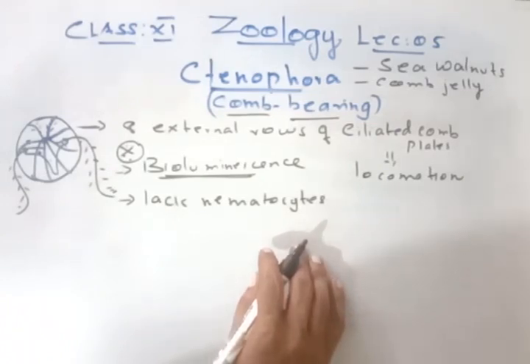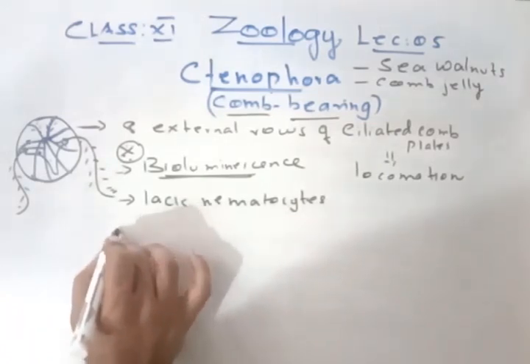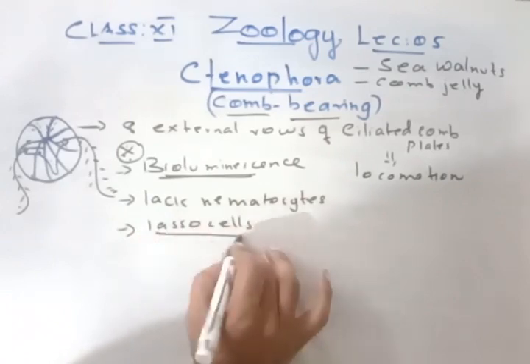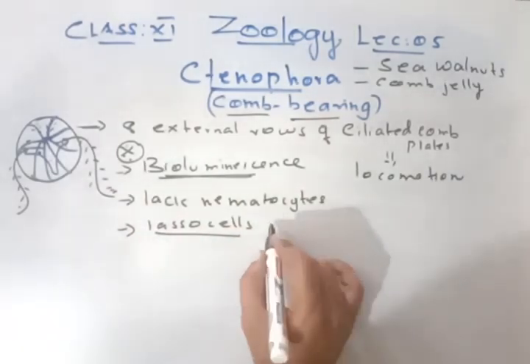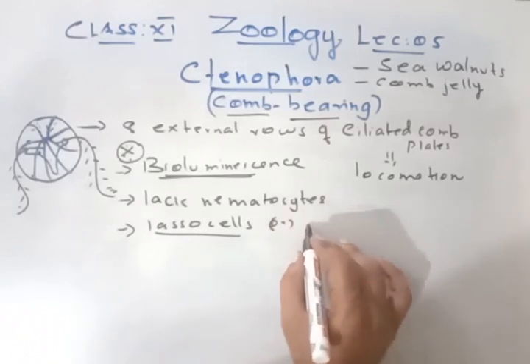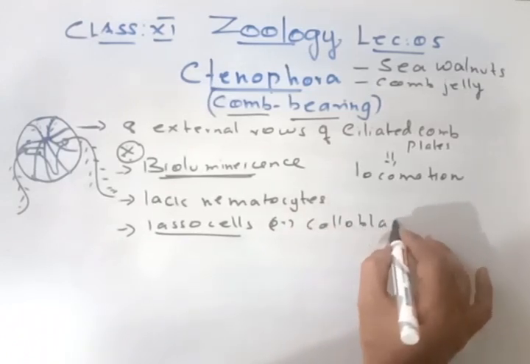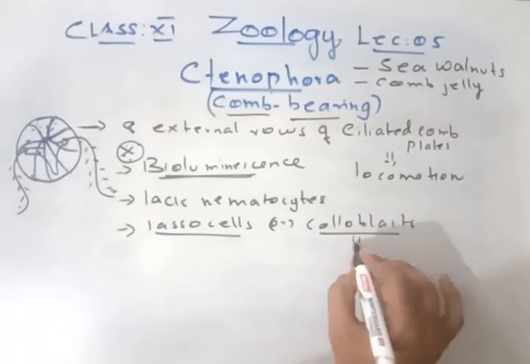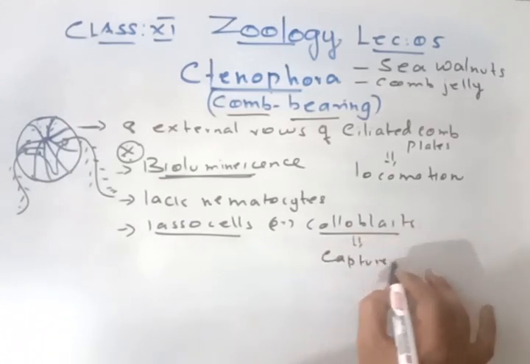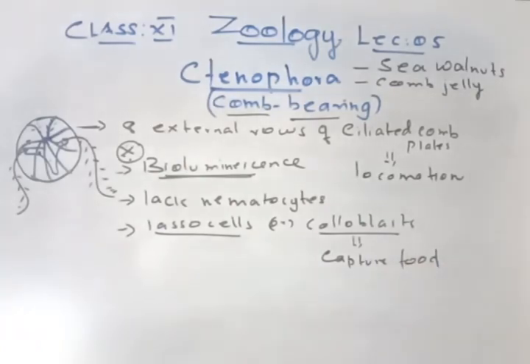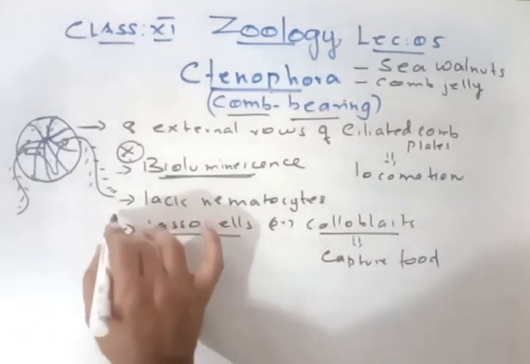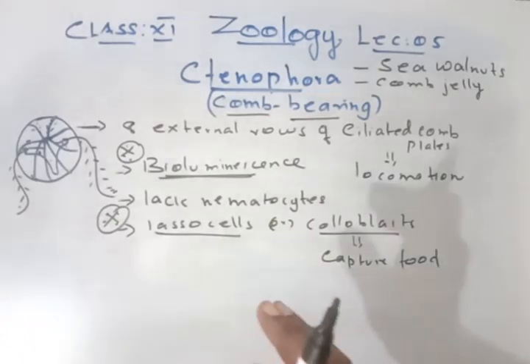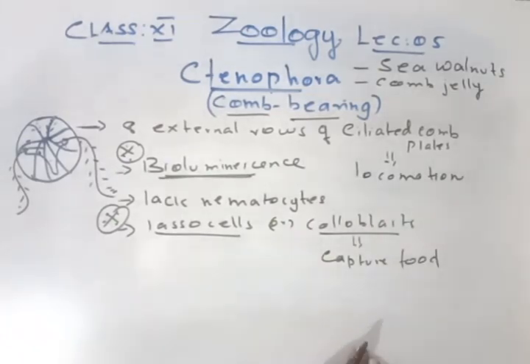Instead of nematocytes, they possess a structure called lasso cells. These lasso cells are also called colloblasts. They are involved in capturing the food. So this is the importance of lasso cells and colloblasts. Not cnidocytes. This is a peculiar characteristic of the phylum Ctenophora.